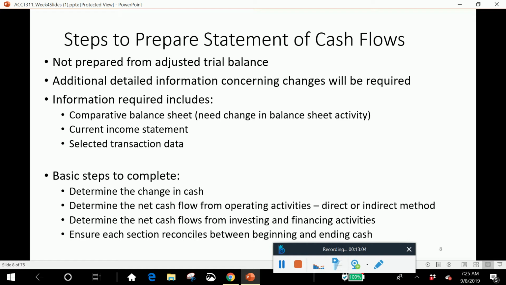Thirdly, we are going to determine the net cash flows from investing and financing activities. And then finally, once we have determined the change in cash, the cash flow from operating activities, the cash flow from investing activities, and the cash flow from financing activities, we are going to reconcile that between the beginning and ending cash balances.